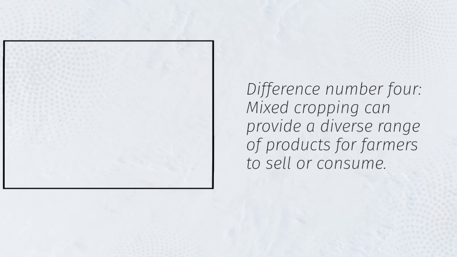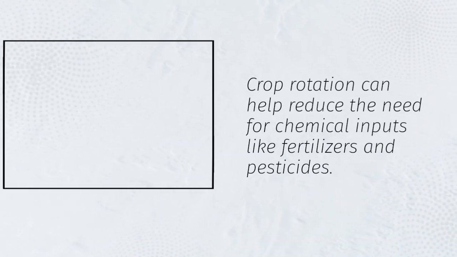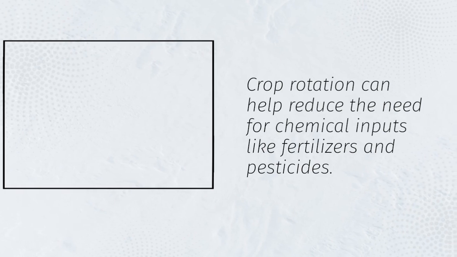Difference number 4. Mixed cropping can provide a diverse range of products for farmers to sell or consume. Crop rotation can help reduce the need for chemical inputs like fertilizers and pesticides.